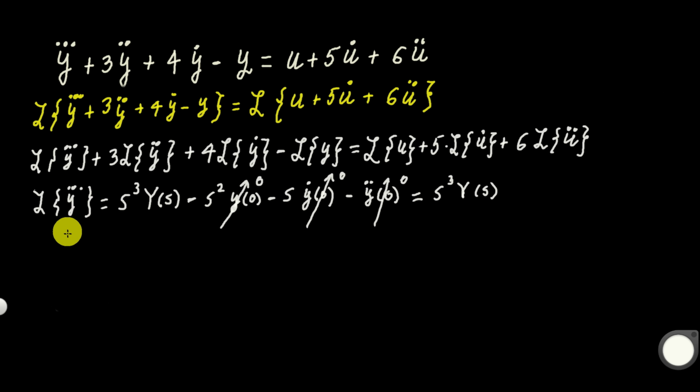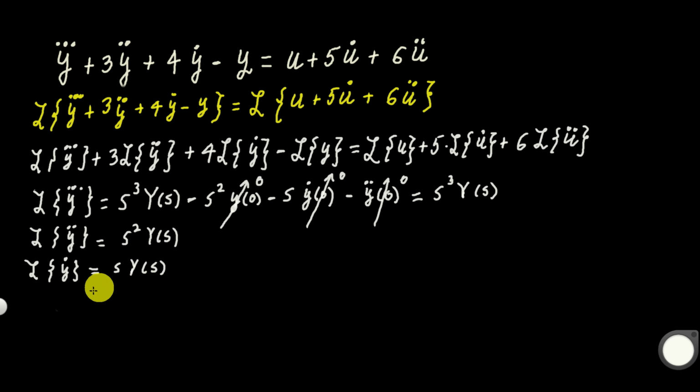By using the same principle, the Laplace transform of y double dot simply becomes s to the power 2 Y(s), and the Laplace transform of y dot simply becomes s Y(s). The same principle applies to inputs. The Laplace transform of u dot is simply s multiplying U(s), and the Laplace transform of u double dot is simply s squared multiplying U(s).